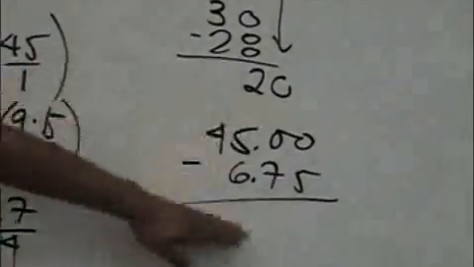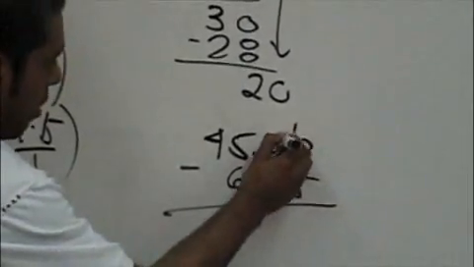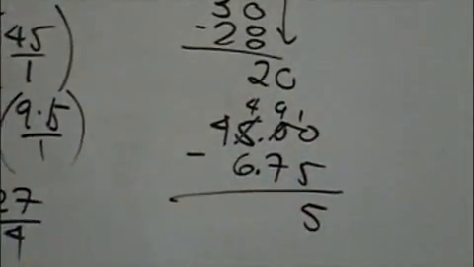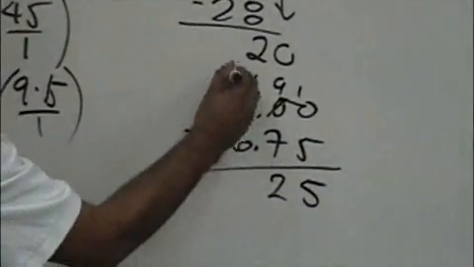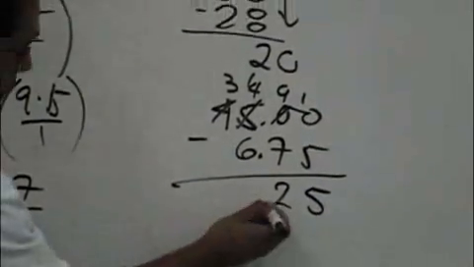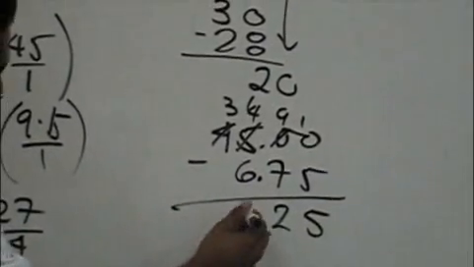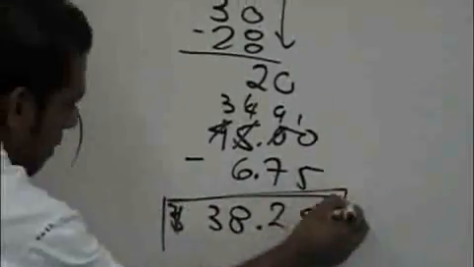We're going to have to borrow in order to get our final answer. So this becomes a 10, while this becomes a 9, and this becomes a 4. 10 take away 5 is 5. 9 take away 7 is 2. We can't take 6 away from 4, so we need to borrow. That becomes a 14. 14 take away 6 gives us 8. And there is our sale price of $38.25.